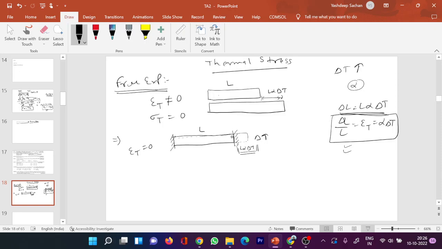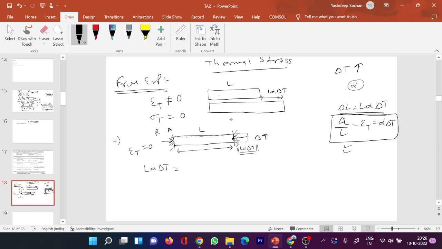So what is the thing? Actual length should be this much, but now only this L is there, and if no support would be there, then the length would be L plus L alpha delta T, right? So now the length that has been compressed is L alpha delta T, and this much compression is given by the reaction from these supports, given or not? Yes, sir.